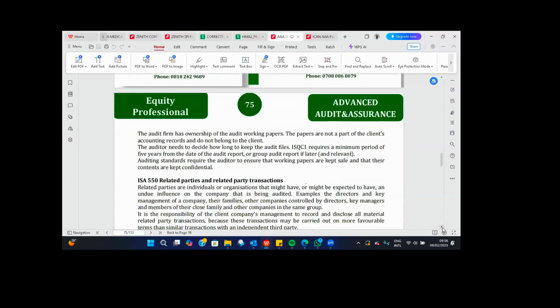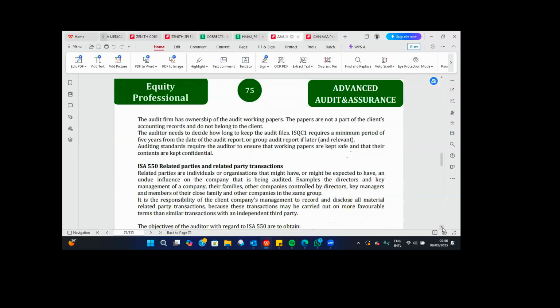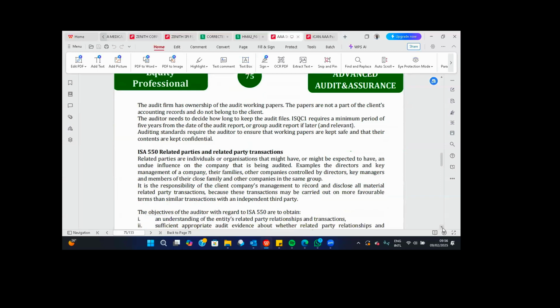So let's continue. We are going to the next area, still under audit evidence. It's called ISA 550, talking about related party and related party transactions. What does it mean? The main essence of this is that you cannot rule out related party and related party transactions. But what the standard expects us to do is that any time you have a related party transaction, it is mandatory that you properly disclose them. The nature of the transaction, the nature of the related party, you have to state their names and the nature. Okay?